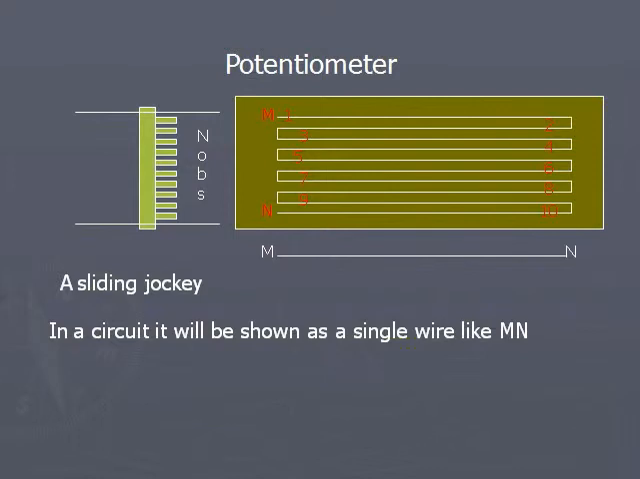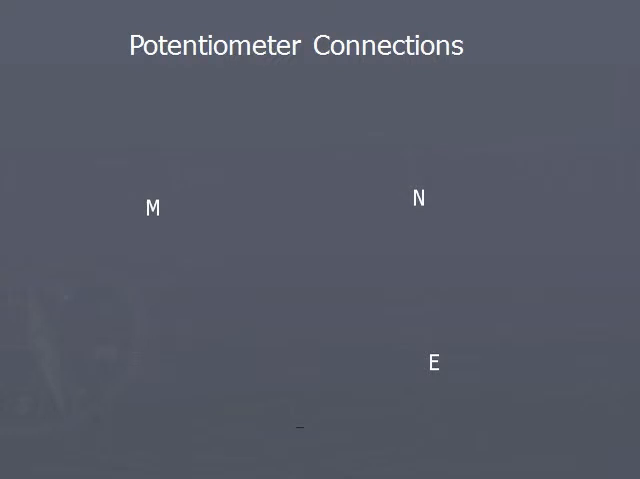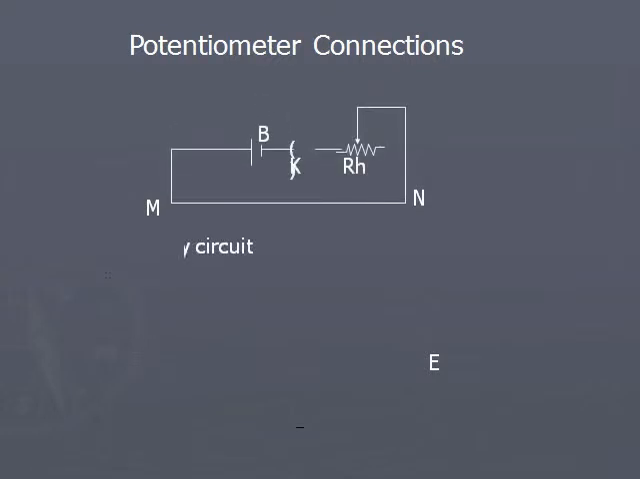The jockey can be moved on 2 rods laid parallel to one another, and these 2 rods will be laid on the extreme ends of the wires. So this is the array. Just now we have described the potentiometer. Now let us pass on to the description of connections.